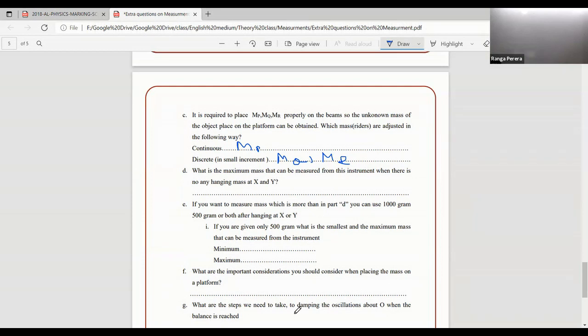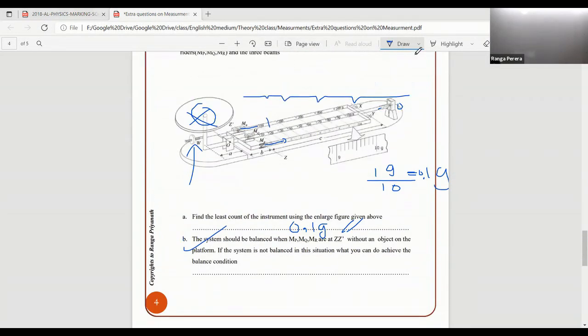Anything to ask, any one of you? I think all are clear with that. What is the maximum mass that can be measured? There's a question. Can you explain it again? Okay, one is asking me to explain it again. I told you this very clearly. You have three beams.